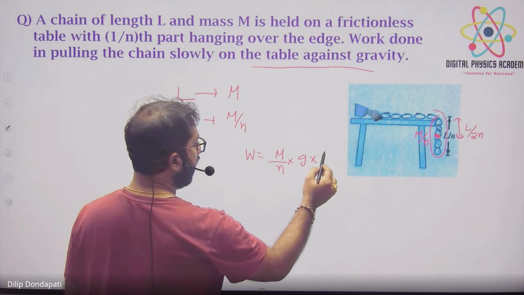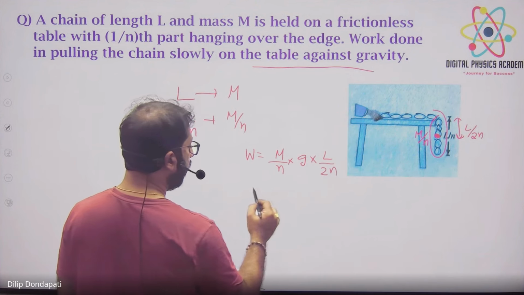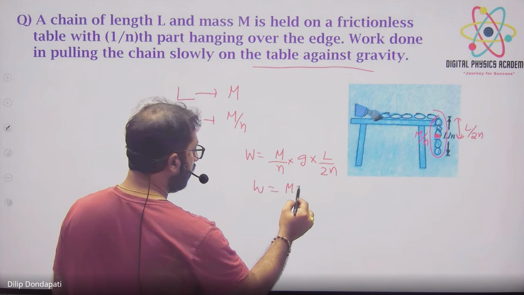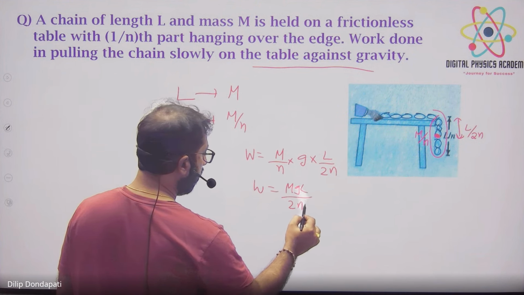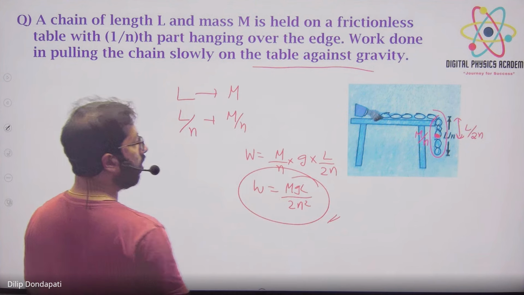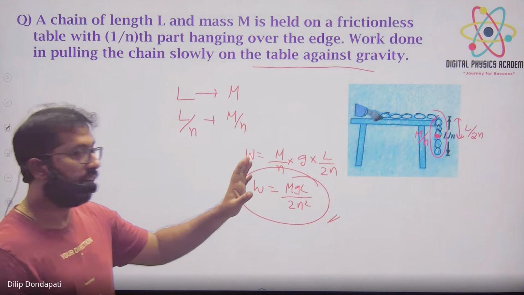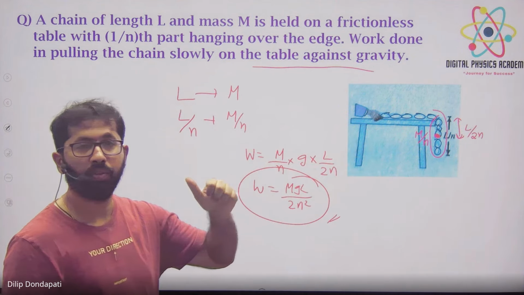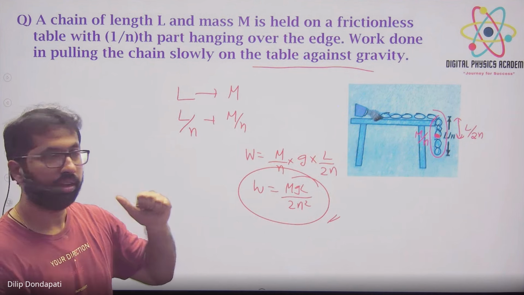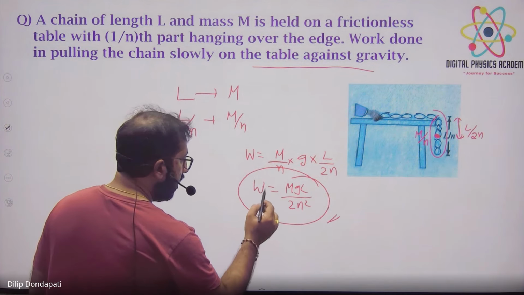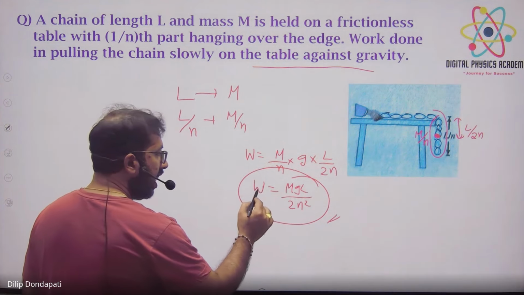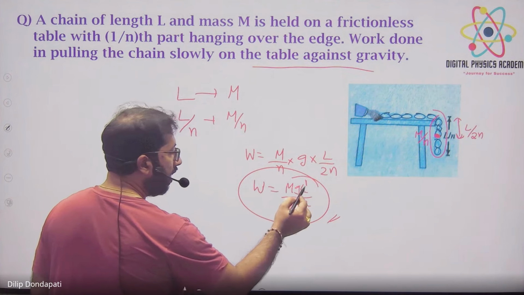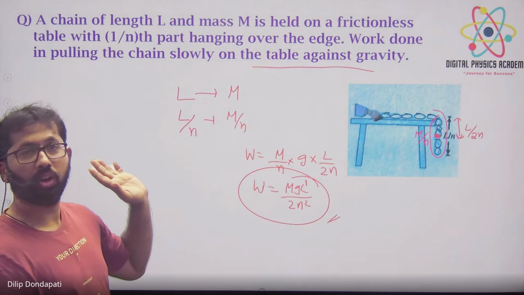mgh, h is L by 2n. So how much will the work done be? Work done is mgL by 2n square, that is the answer. It is important: do you know when you should use the center of mass concept for work done? When we have to use the center of mass concept, whenever the displacement or height or anything is power 1. See, this is power 1, then only we can use the concept of center of mass.